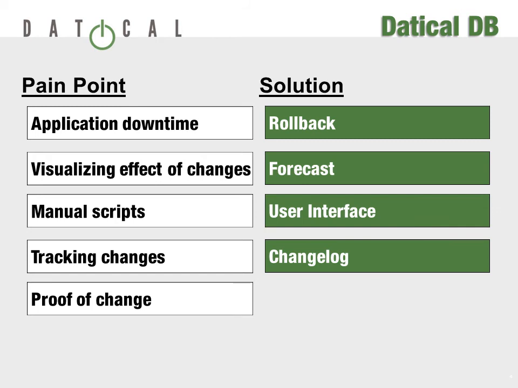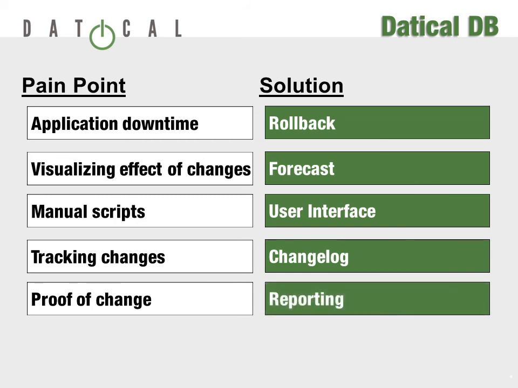Often it is difficult or impossible to provide proof of change for various internal customers. In some applications, proof of change is required for regulatory compliance, making it even more important to quickly and accurately document changes. Datical DB's reporting feature generates reports from information stored in the change logs, making it easy to document and communicate changes to all stakeholders in a common and easy to understand format.